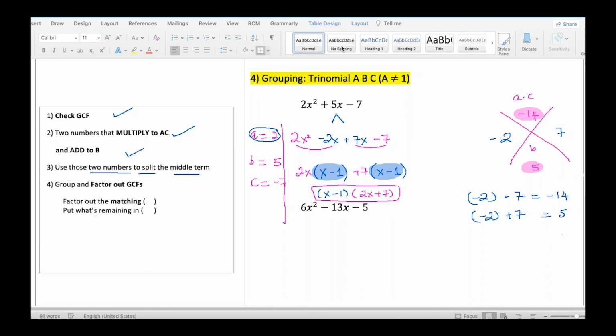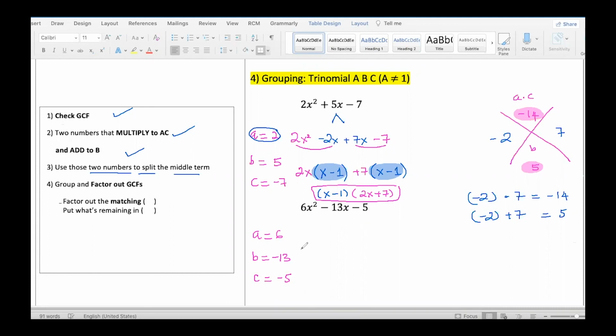Now let's give it a try with one last example, to see if we can practice. We're going to have our ABCs again. So A equals 6. B, the number in front, is not 13, but negative 13. And C by itself is negative 5.